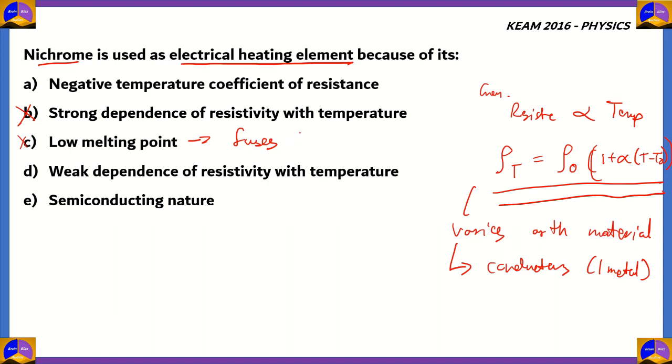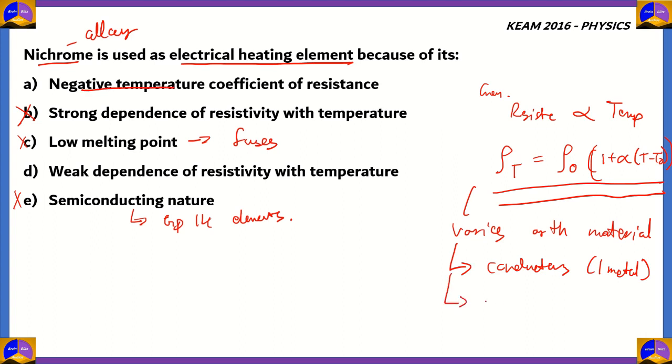So fuses are wires which melt out faster with low melting point when you have an overload of current passing through them. And semiconducting nature, again, this applies to semiconductors, group 14 elements. So devices with group 14 elements which are doped with positive or negative impurities. So semiconducting nature, nichrome is not made out of group 14 elements. Nichrome is an alloy. Next, we have option A, negative temperature coefficient of resistance.